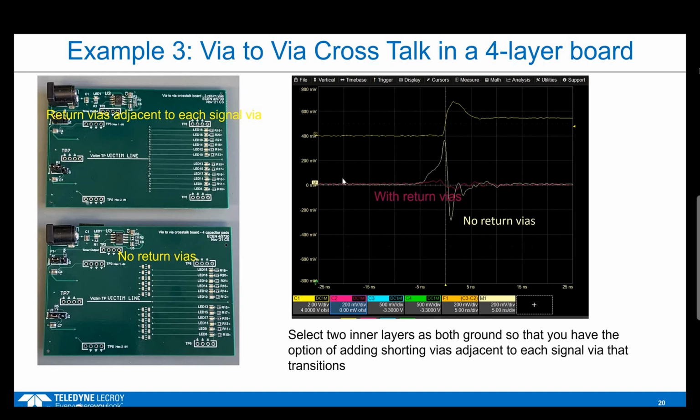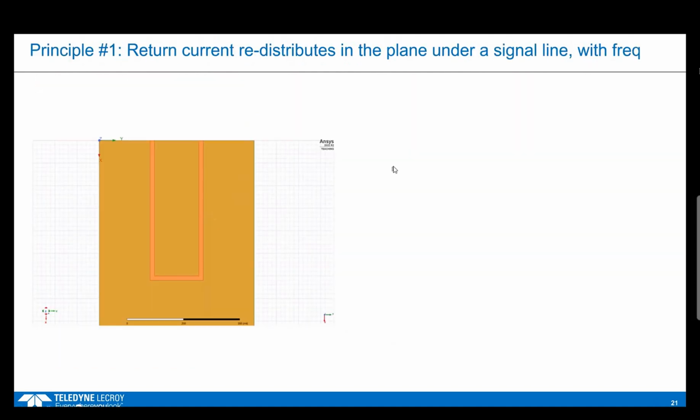And lastly, I want to finish up just showing you some examples of virtual prototypes that we can use to help us understand the behavior and the effects. They'll help us visualize Maxwell's equations in these structures. And the first most important principle, I think, in signal integrity is calibrating your intuition about how return current flows.